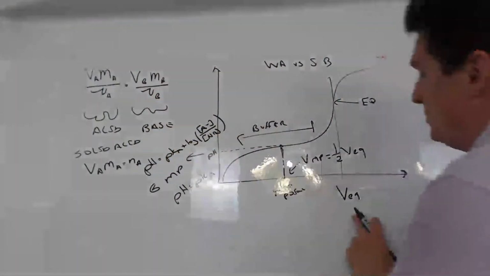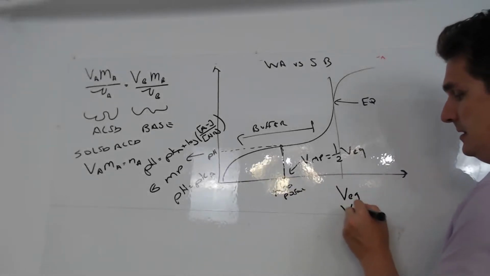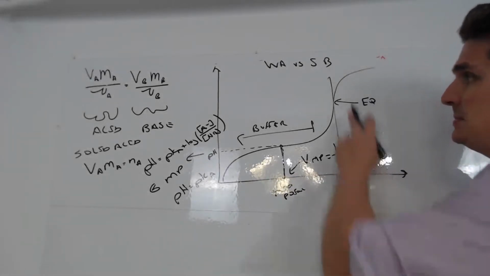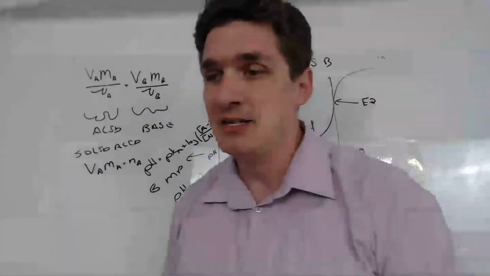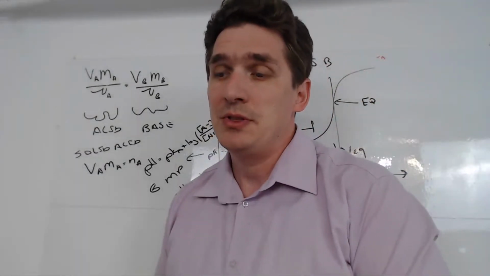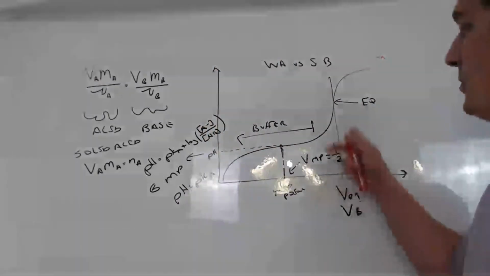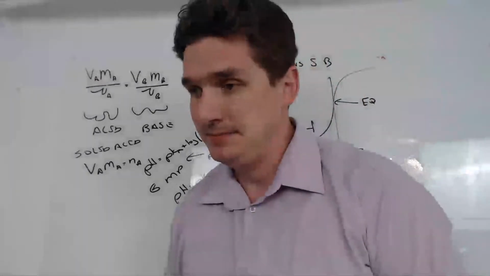So if we know the volume at the equivalence point, this is our volume of base. And typically what we're given in the titration is the molarity of the base and the volume of the acid. So with those two pieces of information, at this point, we can calculate the molarity of the acid.